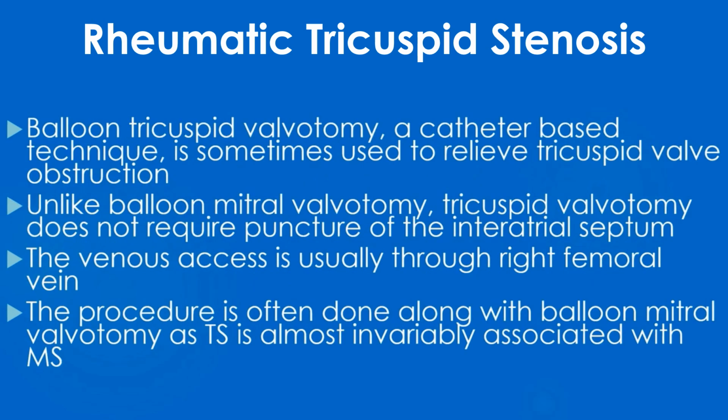Balloon tricuspid valvotomy, a catheter-based technique, is sometimes used to relieve tricuspid valve obstruction. Unlike balloon mitral valvotomy, tricuspid valvotomy does not require puncture of the interatrial septum. The venous access is usually through the right femoral vein. The procedure is often done along with balloon mitral valvotomy, as tricuspid stenosis is almost invariably associated with mitral stenosis.